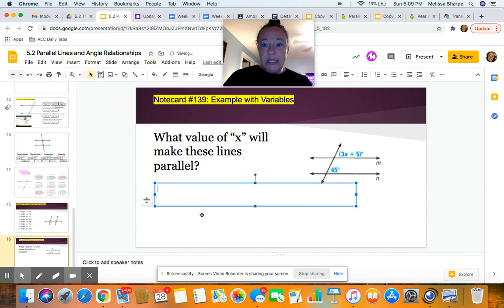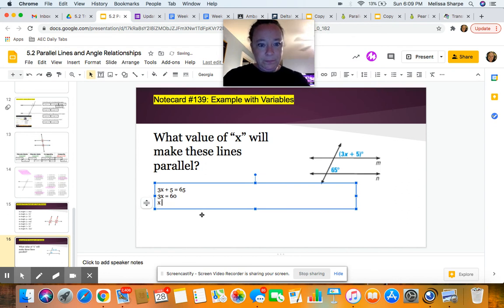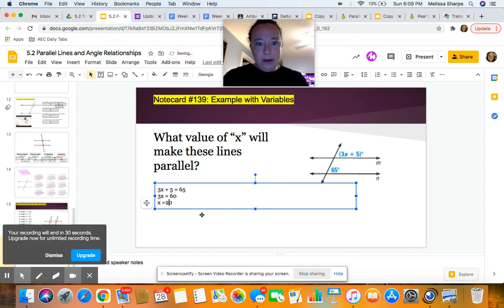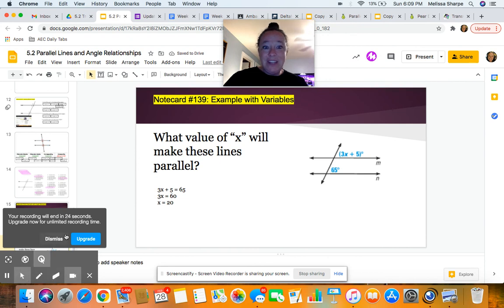So since corresponding angles are congruent, I can set these equal: 3x plus 5 equals 65 degrees. And then we just solve. We subtract 5. 3x equals 60. We divide by 3. So x equals 20. And the value of x that will make it happen is 20. So x will need to be 20. Finish up your note card.